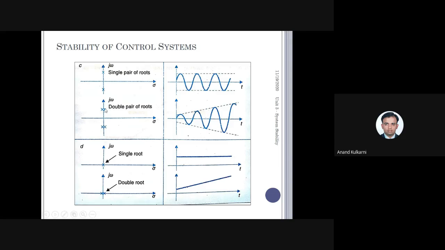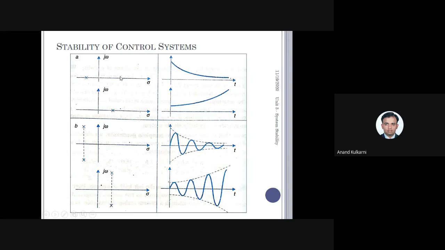If there are multiple roots on the j omega axis at the same point, there are two roots here, two roots here. So this is a fourth order system because the highest power of s is 4, as there are 4 roots: 2 here, 2 here. At the same point there are 2. Then the system is not limitedly stable but unstable.